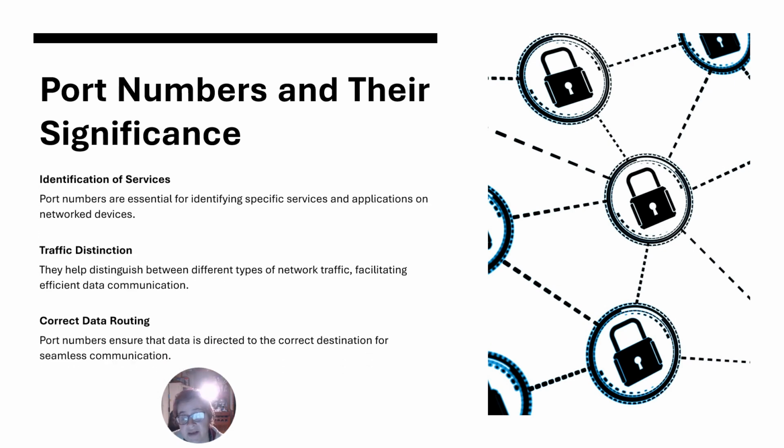So, port numbers and their significance. Port numbers are essential for identifying specific services and applications on network devices. Traffic distinction: they help distinguish between types of network traffic, facilitating efficient data communication. And they ensure that data is being directed or routed to the correct destination for good communication.